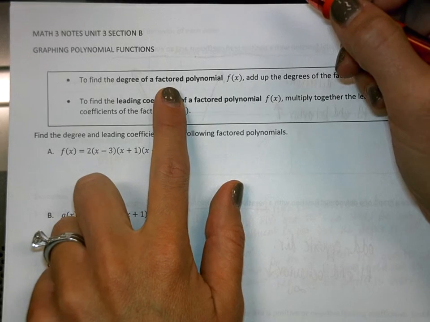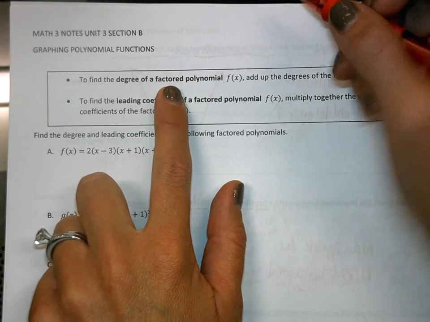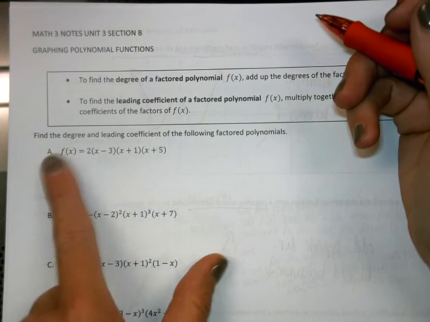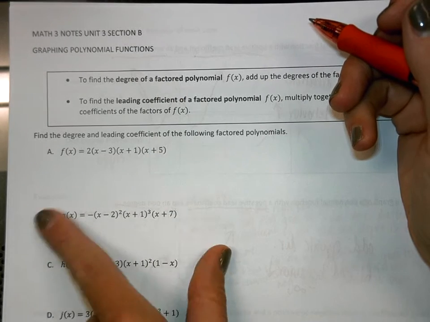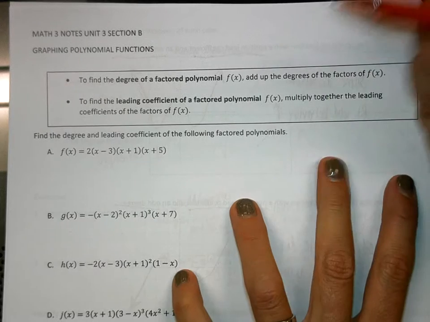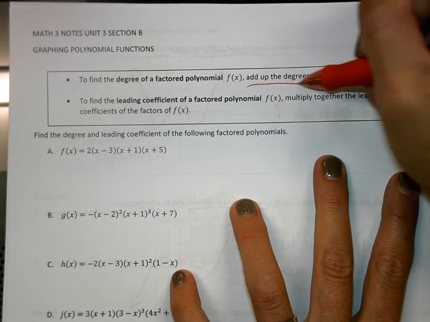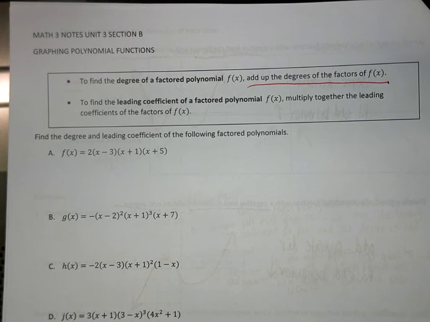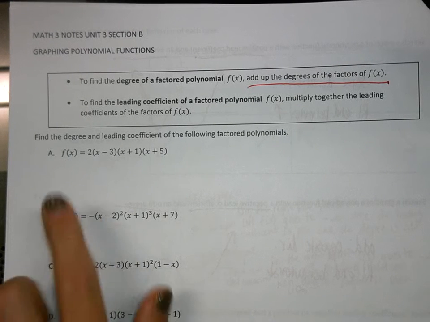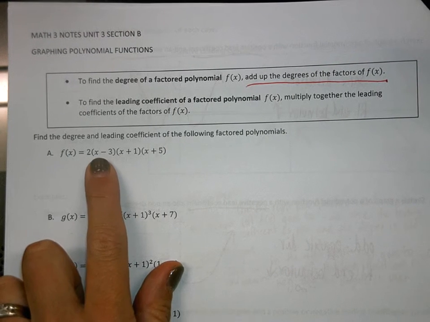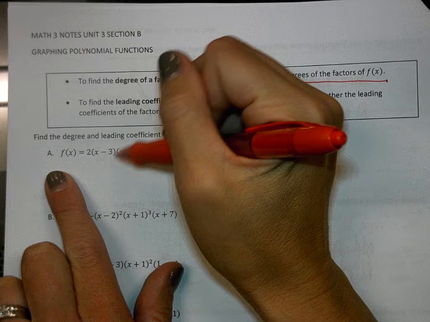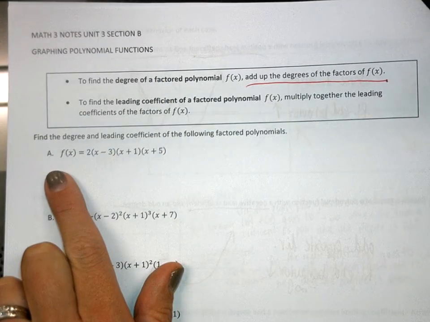So yesterday they were not factored, right? We could just find our highest exponent, that was our degree. Today we're going to be looking at a factored form. In order to find the degree, you have to add up the degrees of each of the factors of f of x. When you're adding up the factors, it has to do with your x's, just like when we're dealing with our coefficients. It's with an x, okay? So do you see how this factor has an x?